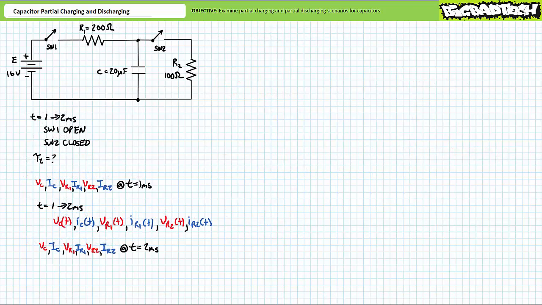Stage 2 is a partial discharge scenario, in which switch 1 is open and switch 2 is closed from t equals 1 to 2 milliseconds. In ordinary circumstances, we'd expect this capacitor to eventually fully discharge to 0 volts, but as we'll learn, 1 millisecond is much too quick to allow a full discharge. For stage 2, see if you can solve for the time constant tau2 associated with the partial discharge process.